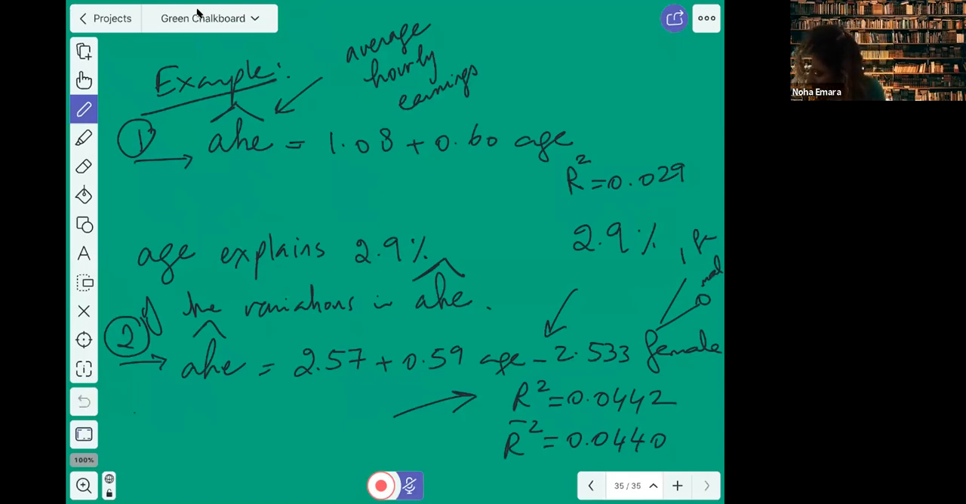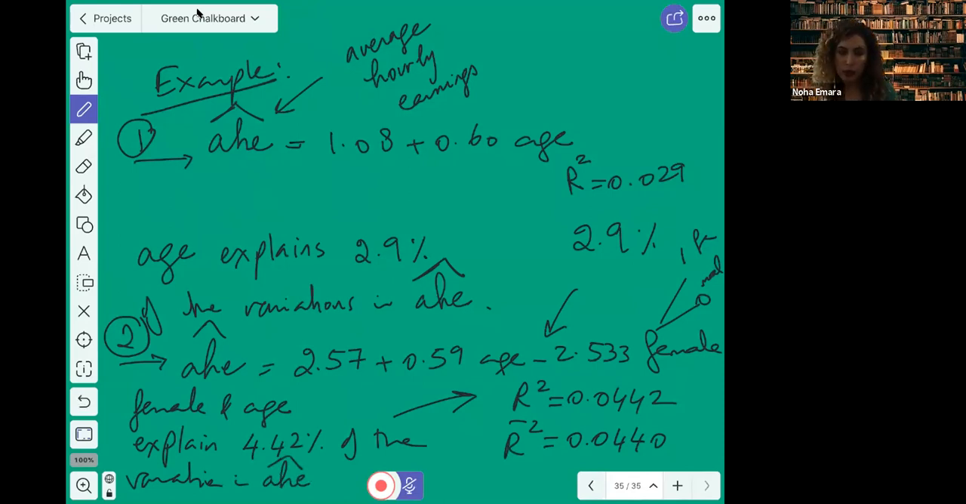You can say that female and age explain, actually, it's very small, right? It's still small. 4.42% of the variation in average hourly earning. Still very small. As we proceed in this course and as you move to the next level of econometrics course, we will keep expanding this model and discussing possible variations in this model to capture all the possible functional forms of this regression.